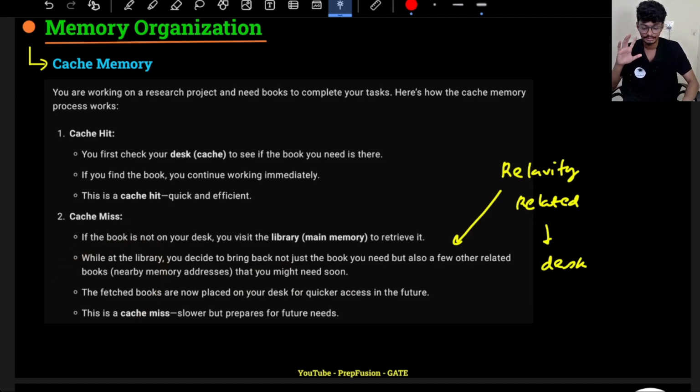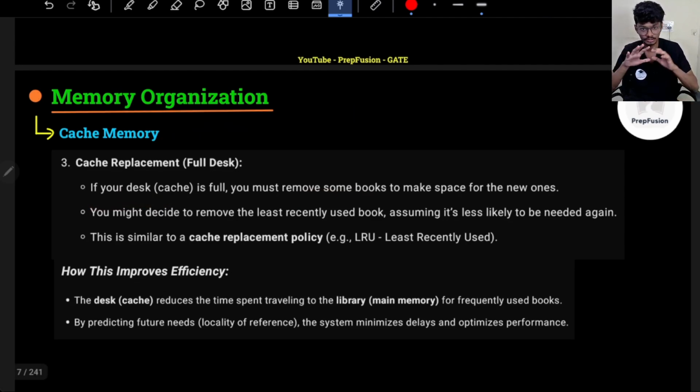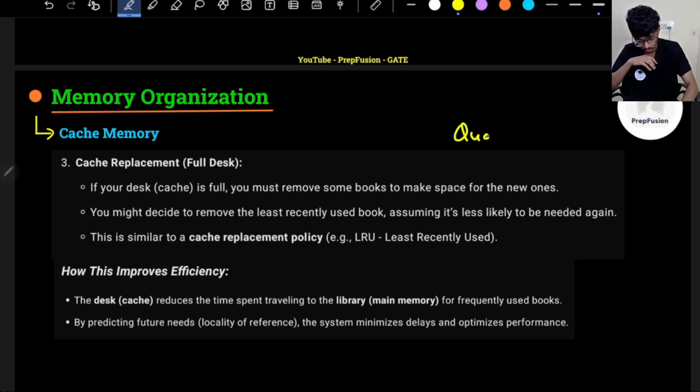Now there is another concept about cache replacement. What is cache replacement? If your desk is full, you must remove some books to make space for the new ones. So now you have kept relativity books and your desk is full, right? You don't have any space to keep new books. But now let's say you are studying a new concept, quantum physics or quantum mechanics, right?